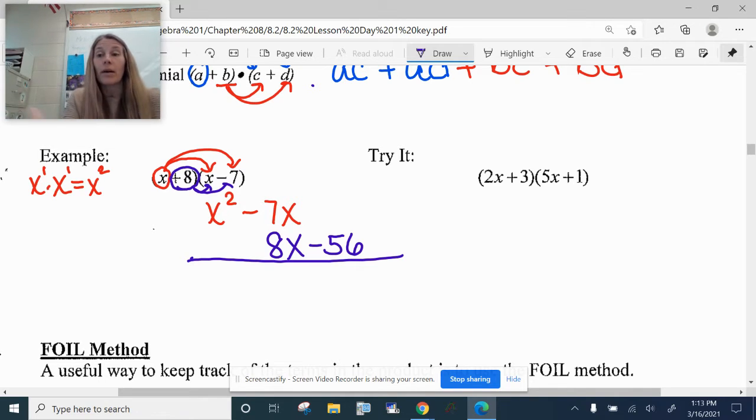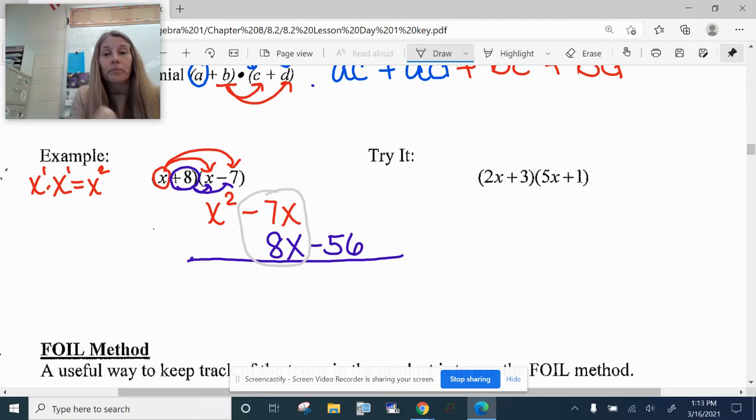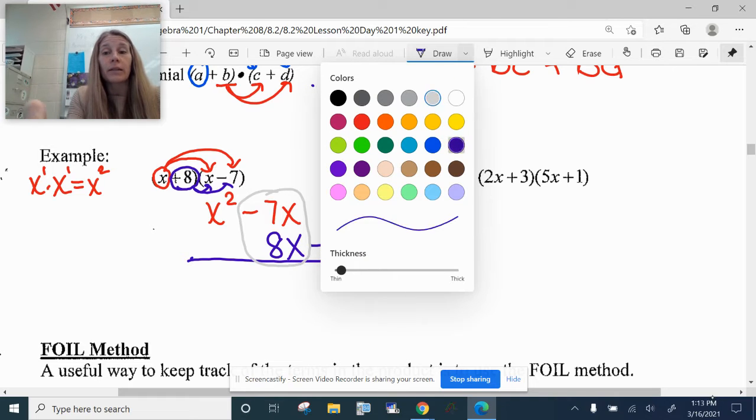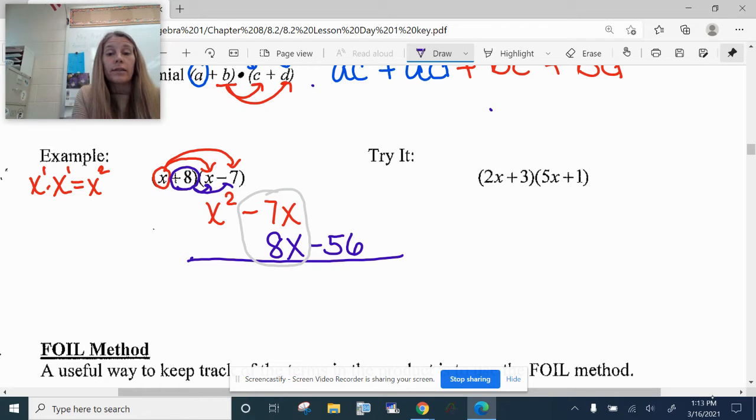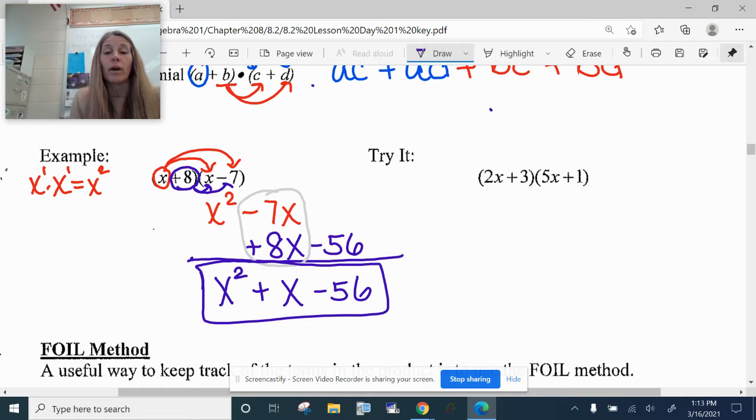And now I have to combine like terms. So I'm going to have to combine these two x terms here. And because I stacked it in this manner, they're already set up for me to combine. So I have my x squared, then -7x plus 8x is just positive 1x. And then I have that -56 at the end. So this quadratic trinomial would be my answer, the product of those two binomials. So let's try again.